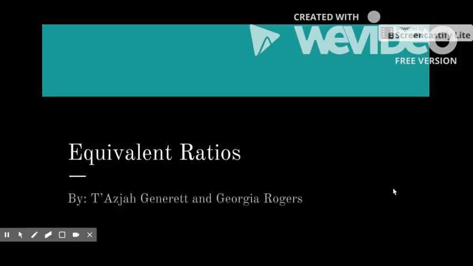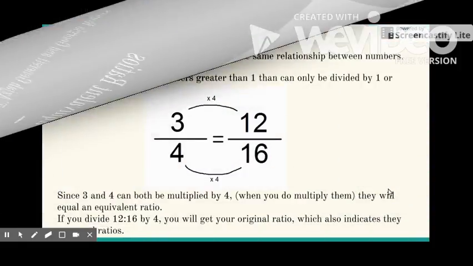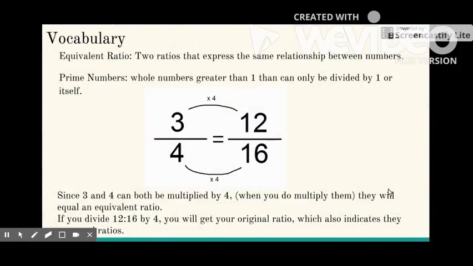Hi, I'm Georgia Rogers. Our topic for today is on equivalent ratios. Equivalent ratios are two numbers that express the same relationship between numbers. Prime numbers are numbers that can only be divided by one and itself.